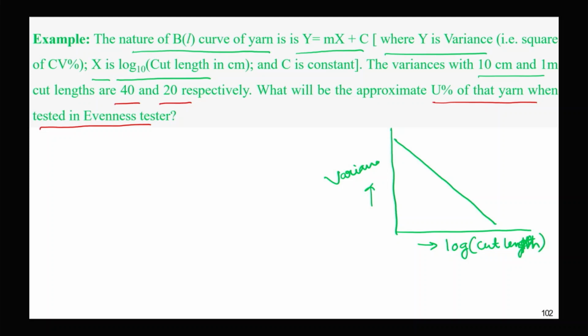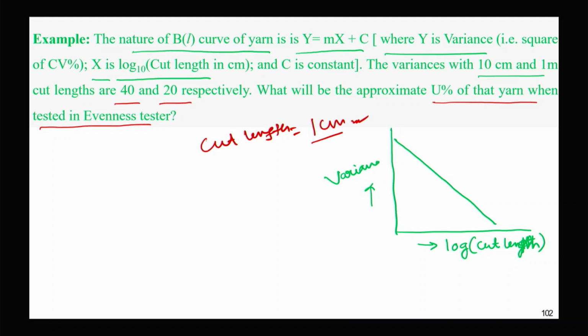So U%, we know, is measured in the capacitance type tester where cut length is 1 centimeter. Why is it 1 centimeter? Because the capacitor plate length is 1 centimeter, as we have discussed.